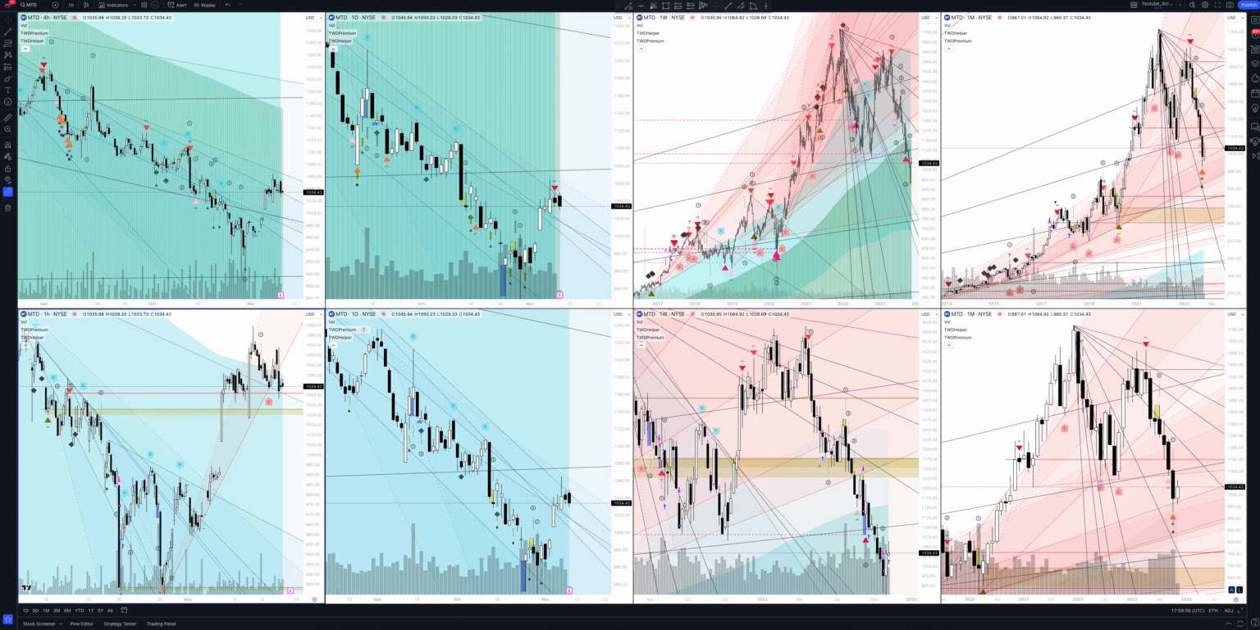Today we will take a look at METTLER-Toledo stock. Let's analyze the market situation and find out how you can make money on it. Let's start.